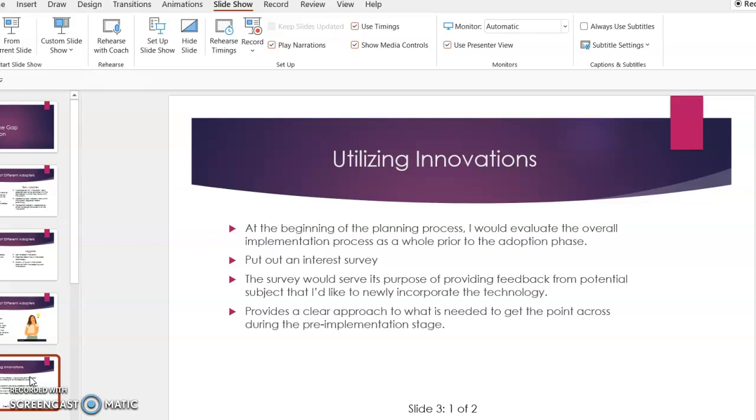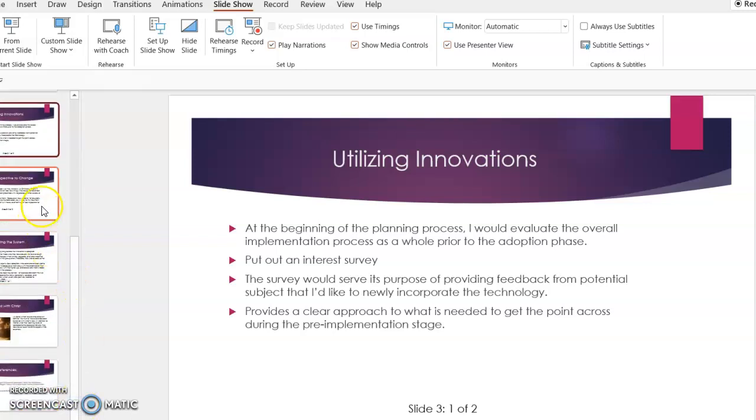I would also probably issue a survey to find out the education levels, their job titles, and the need for their training in technology. Those things will give me an idea. The survey will serve its purpose of providing feedback from the potential subjects to whom I would newly incorporate the technology. It provides a clear approach to what is needed to get the point across during the implementation stages.